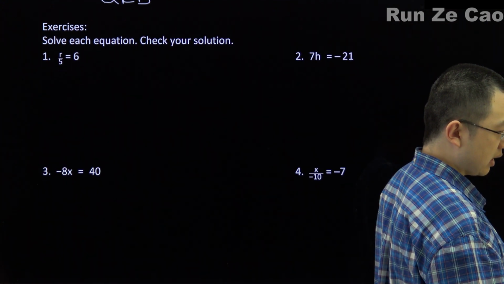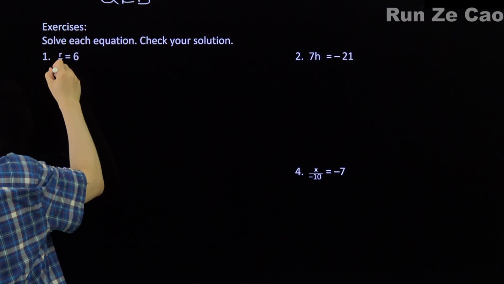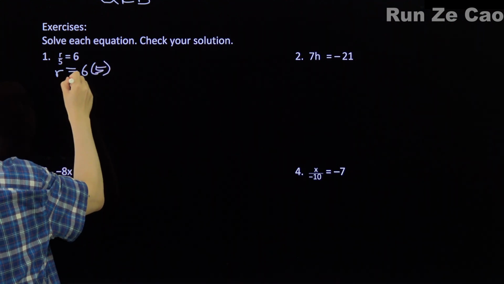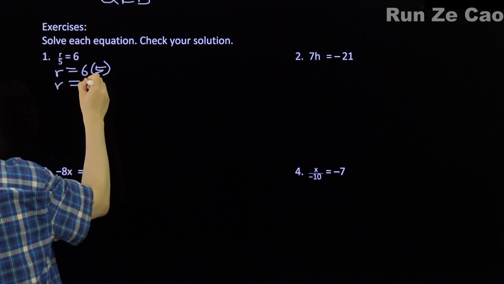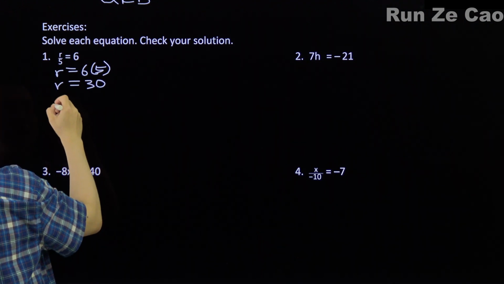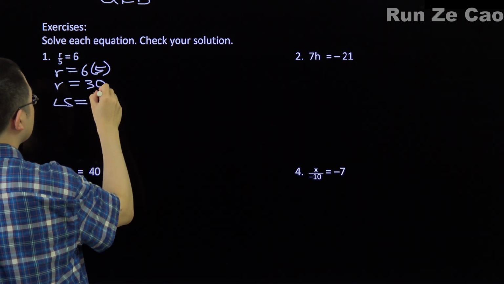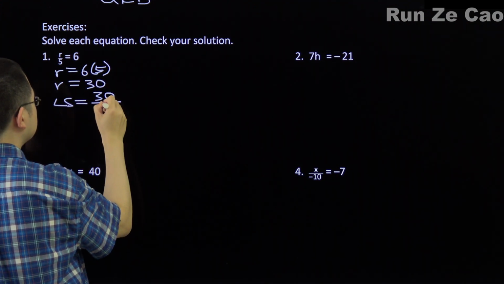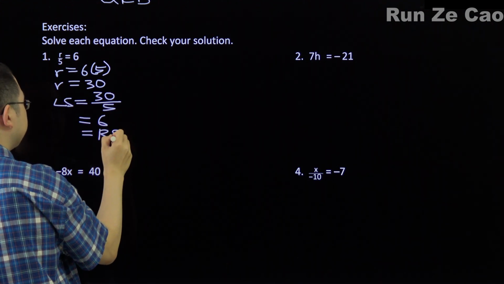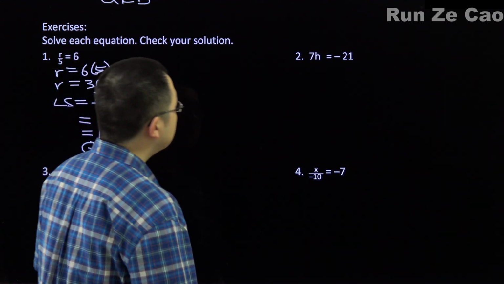Solve each equation and check your solution. R over 5 is equal to 6. R is equal to 6 times 5, which means R is equal to 30. Check your solution. Well, left side is equal to 30 over 5, which is equal to 6, which is equal to the right side. Hurrah! Therefore, QED, what's been asked has been shown.